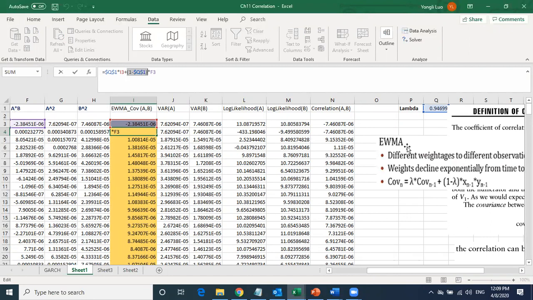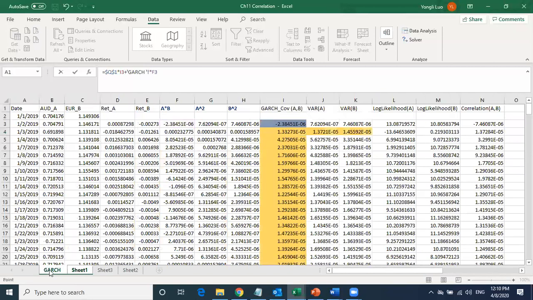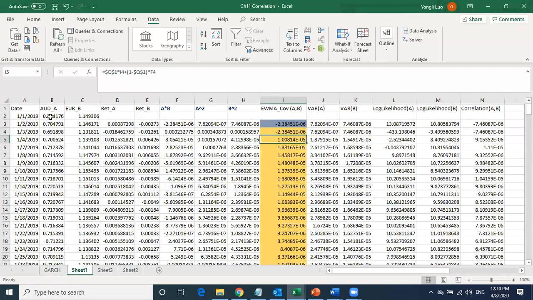Okay, today what we're going to do is use a GARCH model. It's not going to be the equally weighted moving average. So I'm going to show you how to do this using the GARCH model. The same data set we used. So what we're going to do is right here. We have the two series of data, the closing prices of Australian dollar and euro.